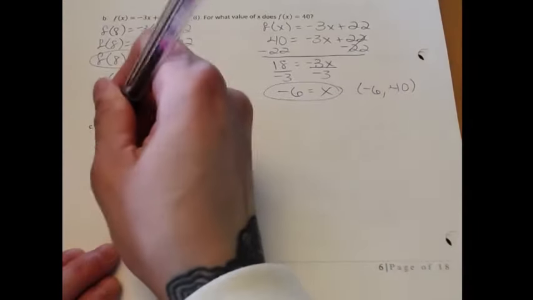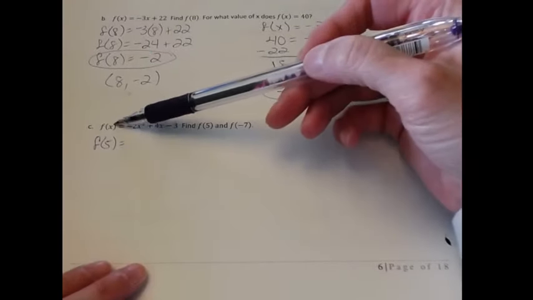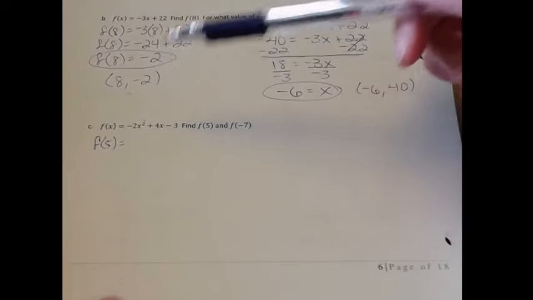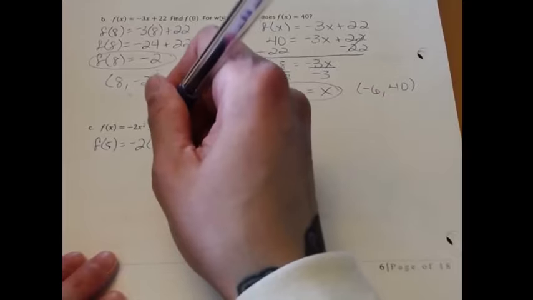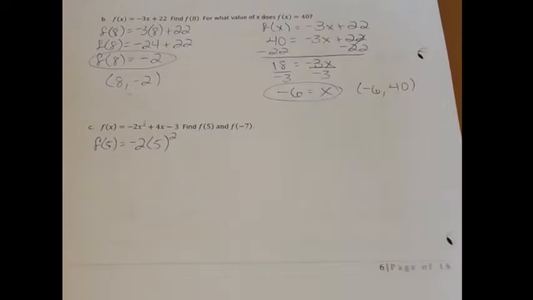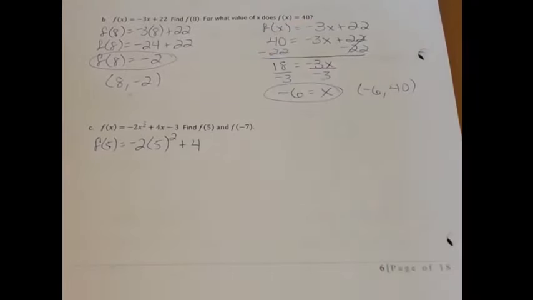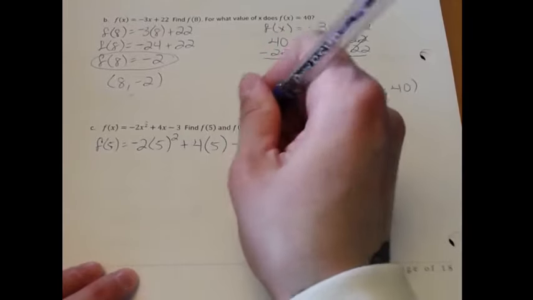if you wanted to identify what f of 5 is, you would say, well, if x gets replaced by 5, then that means anywhere we see an x, we will replace it with a 5. And that is correct. So we would write -2, and instead of x, we would replace it with a 5, but remember it's being squared. So I want to make sure I write the square there. Then we have plus 4 times x, but x is 5, so we replace it again. And then we have minus 3.